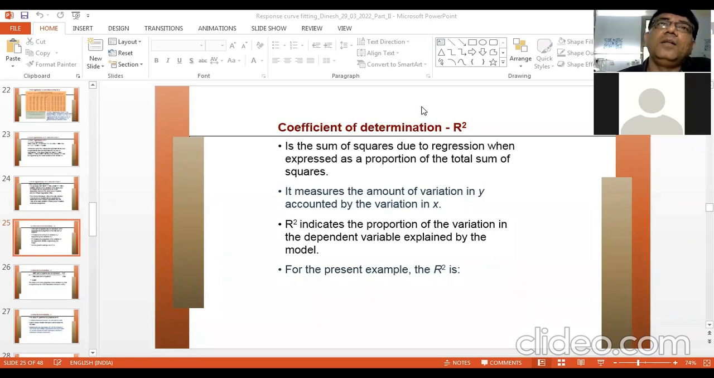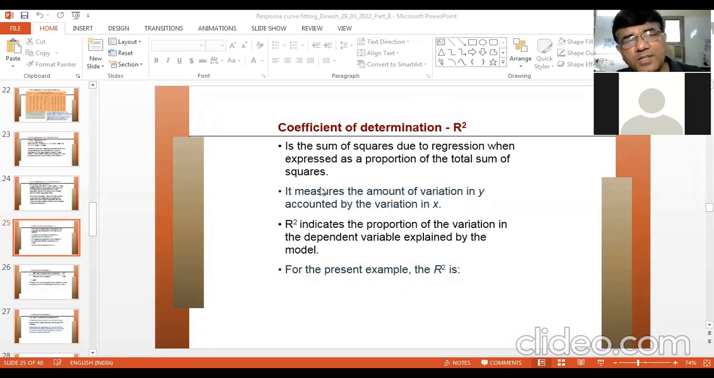Suppose R square is 0.98, then that means 98% of the variability is from regression. Variability accounted by regression. Only 2% could not be accounted. If your R square is 0.74 and it is 74%, then remaining is your 26%. So 26% is the error. So that means the line that you have fitted is not the best fit. Therefore, higher the value of R square, better is the fit.